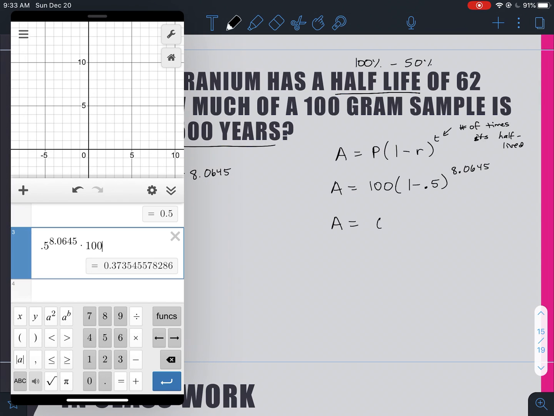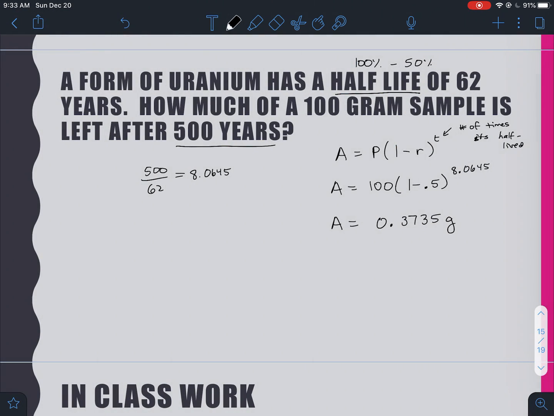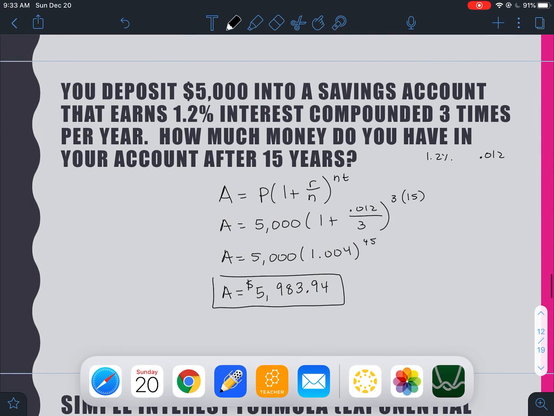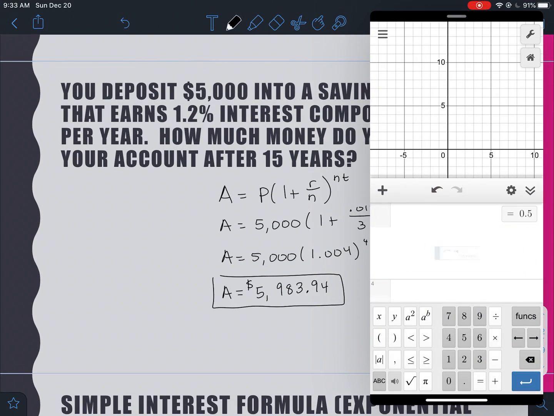And so the amount of uranium that would be left if you started with 100 grams, the amount that would be left after 500 years would be 0.3735 grams. So a little bit of a different problem. So those are just some examples of how exponential functions can be used in the real world.